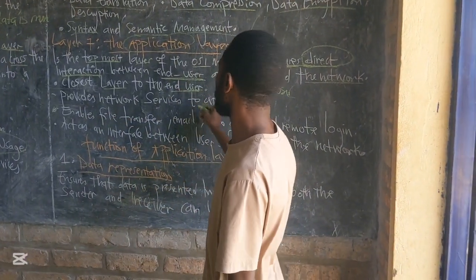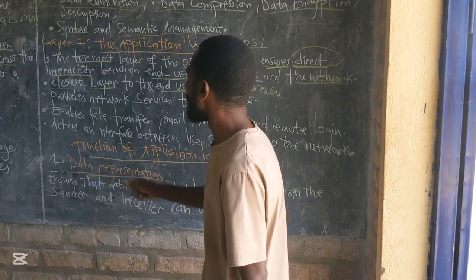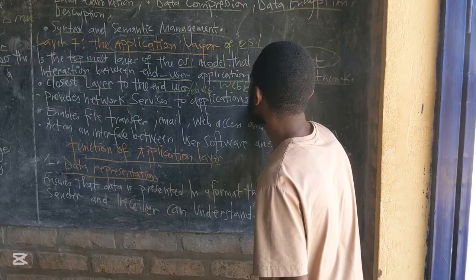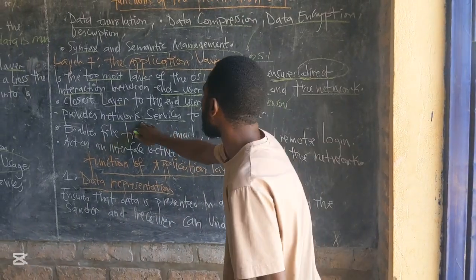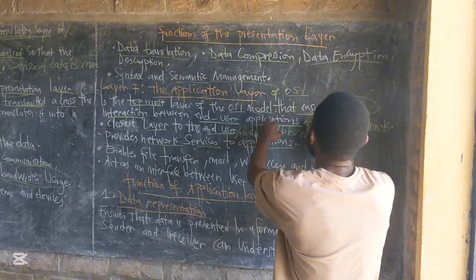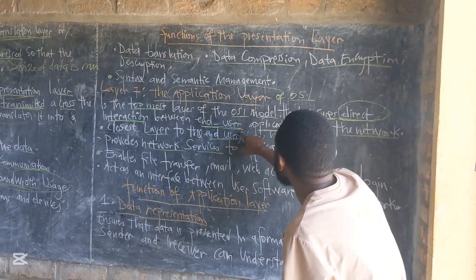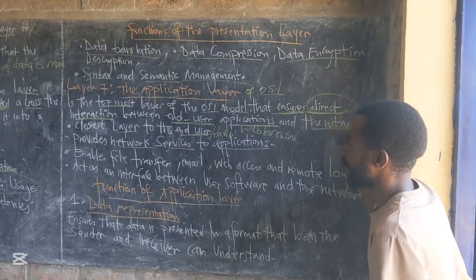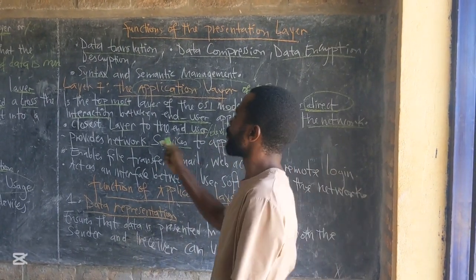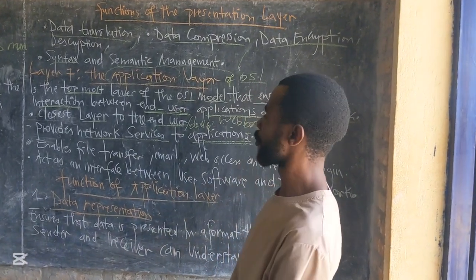End user, it is a device. End user device. Provide network services to applications. Remember, we are saying the application layer ensures direct interaction between end user applications and the network. It means that this application layer provides network services to the application.